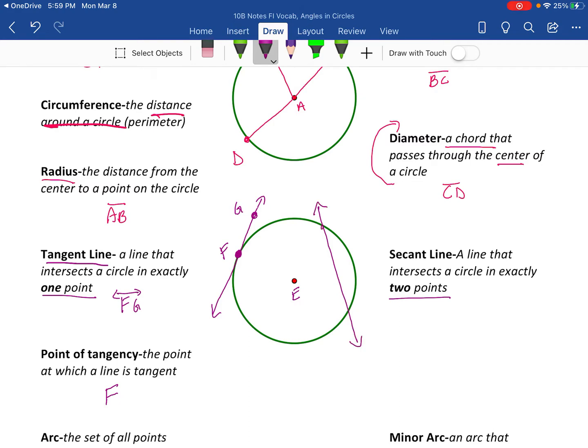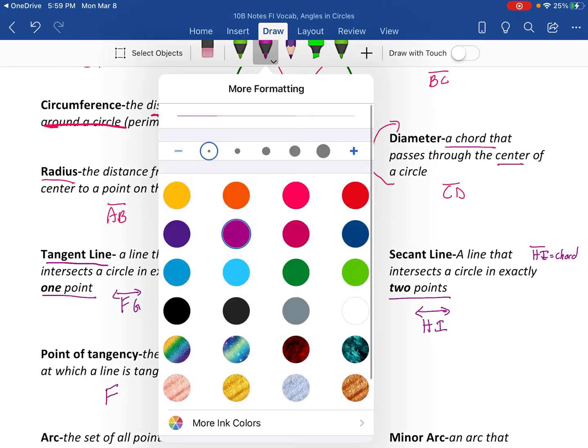So a secant can actually contain a chord. The secant actually contains chord HI, but if I write it like this, I'm talking about the secant. If I write HI and I have a segment bar over it, that's actually going to be a chord. So you have to be very careful with your notation.